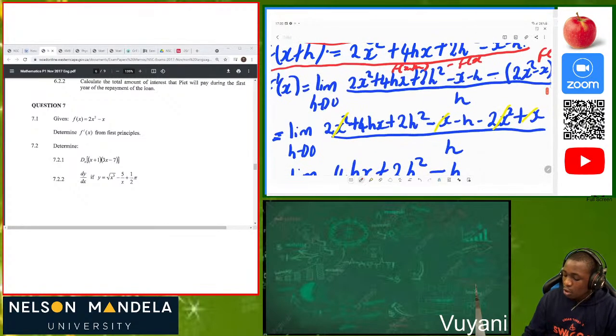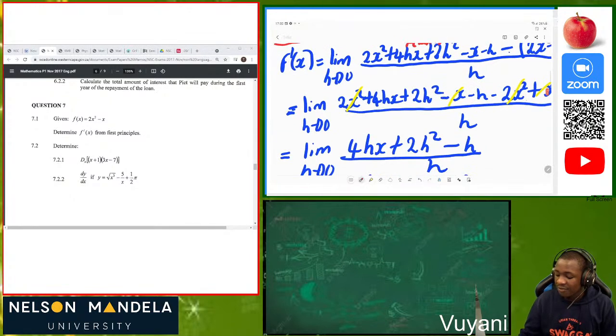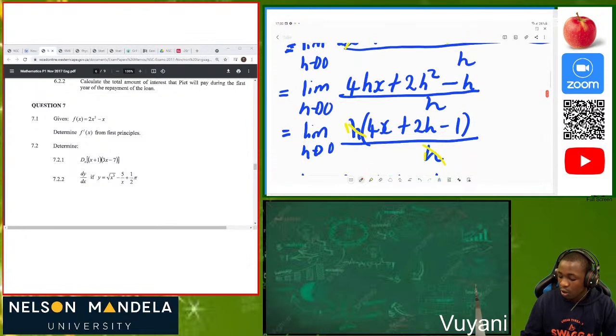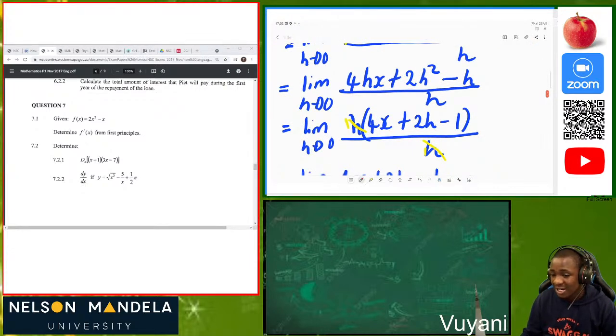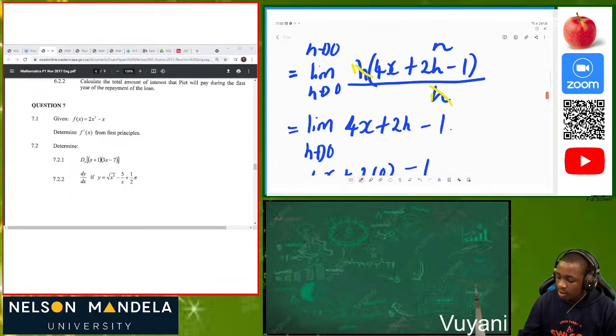Then after that, we looked at the like terms, which is 2x squared minus 2x squared. It gave us 0. Then negative x plus x is also 0. We were left with 4hx plus 2h squared minus h. Then we looked for the common factor on the numerator, and we find that h is the common factor. After that, we end up having 4x plus 2h minus 1.